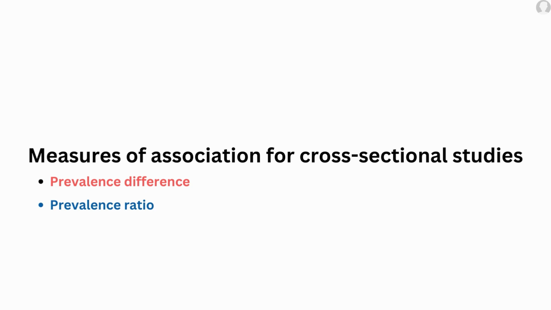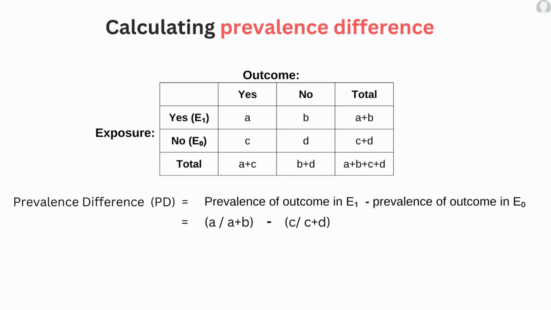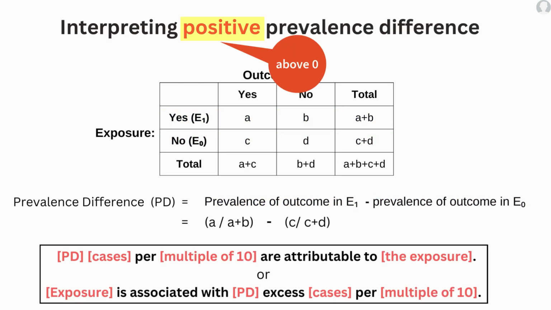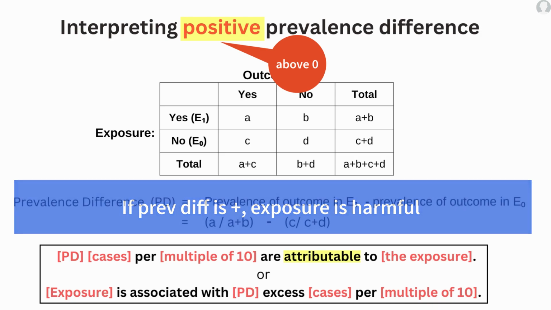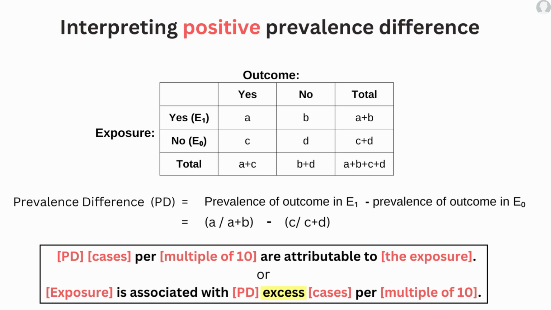The way we find out if there is a relationship between the exposure and outcome is to calculate a measure of association. The ones we can calculate for cross-sectional studies are prevalence difference and prevalence ratio. Prevalence difference is the prevalence of the outcome in the exposed group minus the prevalence of the outcome in the unexposed group. If the answer is a positive number, then you can interpret it as the number of cases attributable to the exposure, or the number of excess cases associated with the exposure, or the number of cases that would be prevented if the exposure were removed.